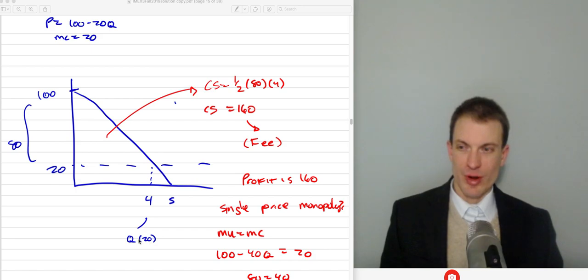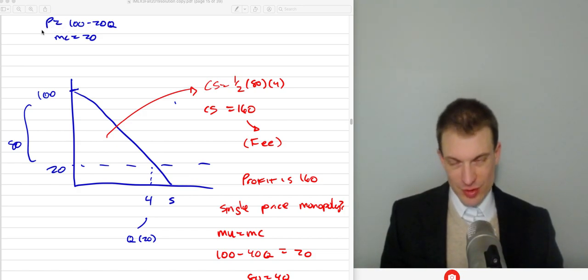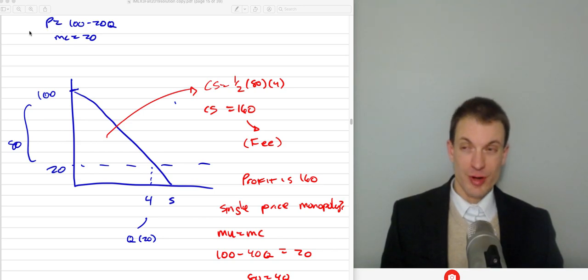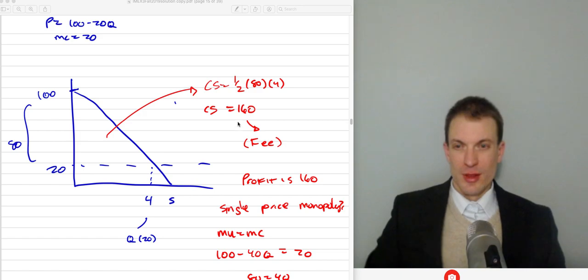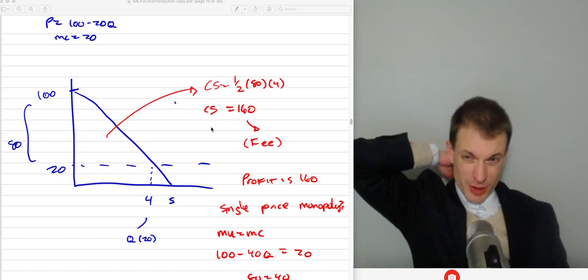That's actually Q of 20, right? At the price of 20, what's going to be Q? Okay, so it's going to be 8. This is 20. Move the 20 to one side, the 20Q to the other side. You'll have 80 over here, and then you'll have 20. 80 divided by 20 is 4, right? Okay, so my consumer surplus is 160.